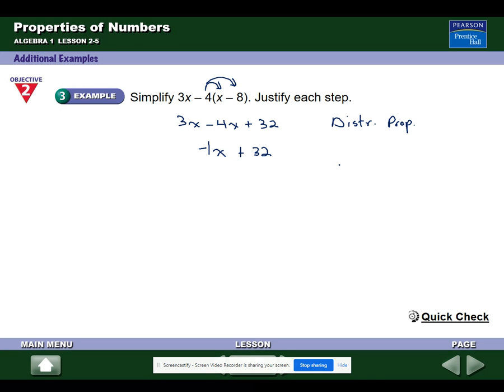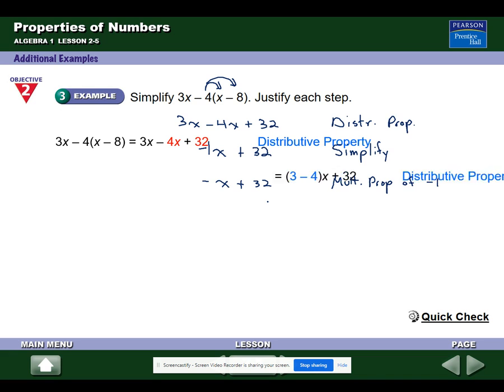Hey, since you're in algebra geometry, I think what I'm going to do is show you what the geometry book actually does, and they simply use the word simplify. All you did was simplify. 3x minus 4x, that's simplified. Now, I put the 1 here on purpose because they want to incorporate the multiplication property of -1. So that's -x plus 32, the multiplication property of -1.